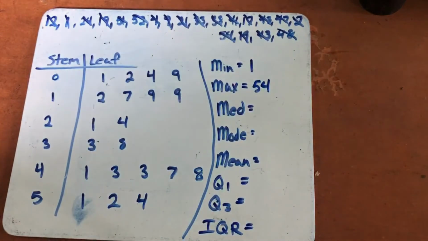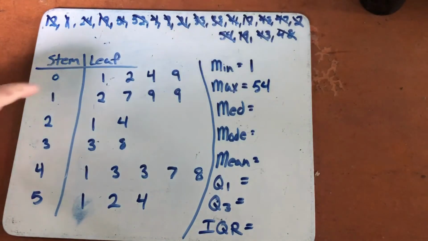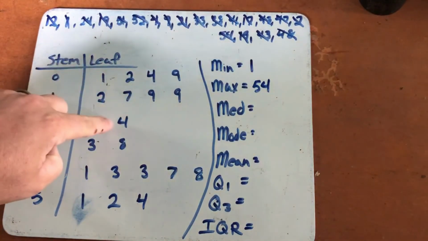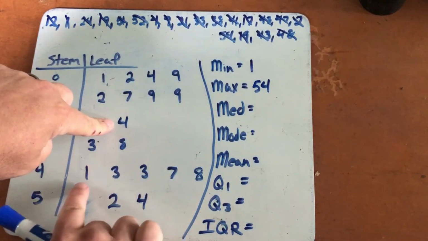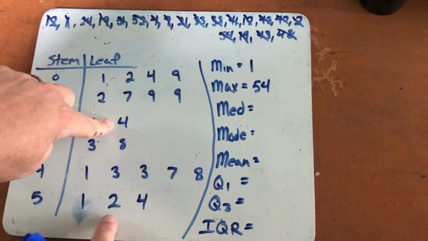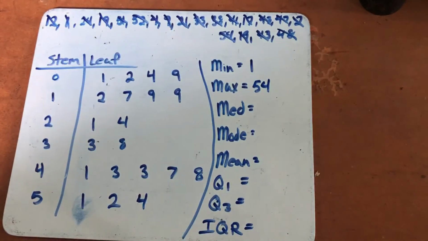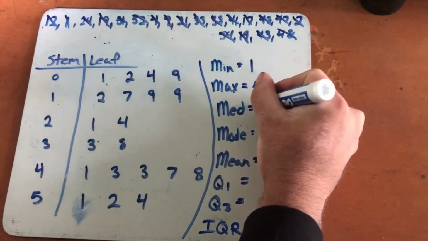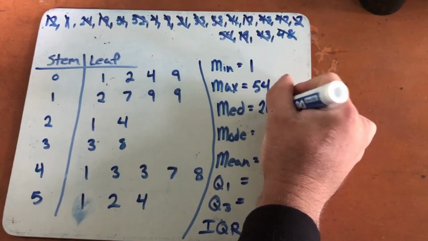Now, the median is the number in the middle, and in this case, since we have 20 numbers, it's actually going to fall between 2 different numbers. If I look at it, we have 1, 2, 3, 4, 5, 6, 7, 8, 9, 10. 1, 2, 3, 4, 5, 6, 7, 8, 9, 10. So my median is halfway between 24 and 33. If I did the average of 24 and 33, I would get 28.5. So the median is 28.5.